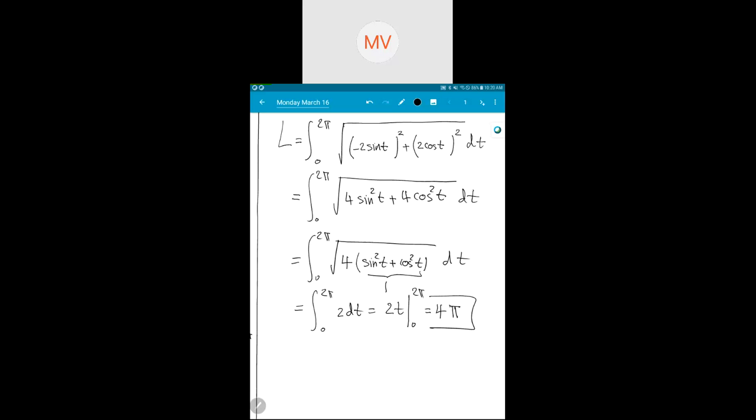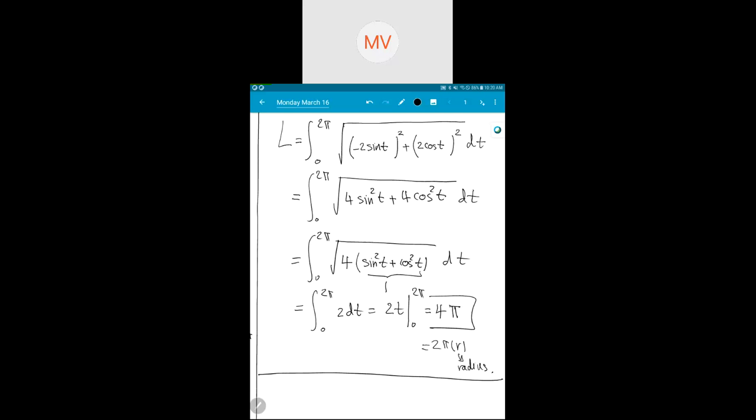And it makes sense. It's a circle with radius 2, right? The circumference of a circle is 2 pi r. So this is indeed 2 pi times r. In our case, r was the radius, right?